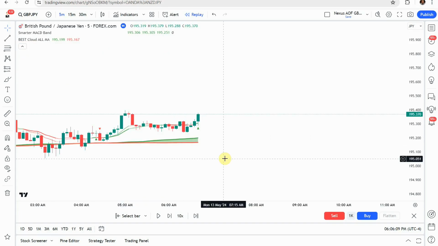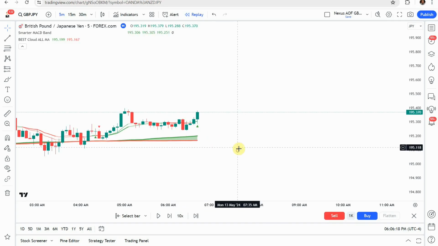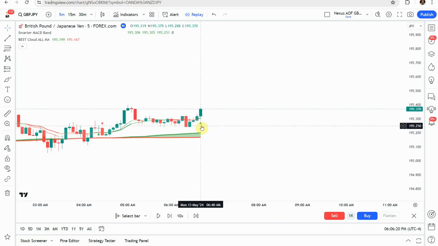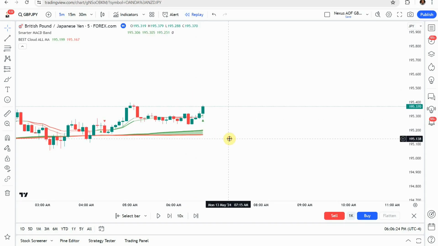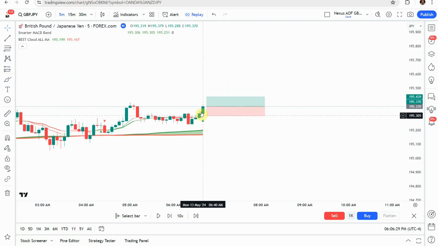Alright, and for a long trade, what we are looking for is price to be trading above the moving average cloud. We want the cloud to be green like it is right here. And then we are looking for that green arrow like this here, pointing upward, that's going to be our signal to enter into the long. We're going to put our trade right here.